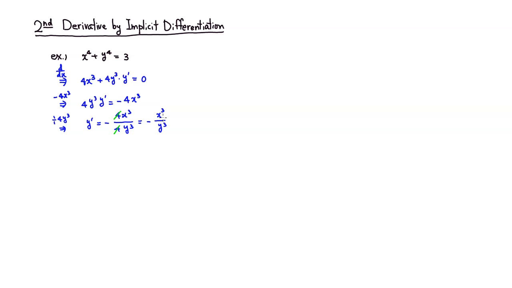Now we want to find y double prime, so we're going to have to take another derivative. So I'm going to go up here and take another derivative. So y double prime, which is what we're looking for, is equal to, I'm going to have to use the quotient rule. So the negative sign is sitting in front. By the quotient rule, square the denominator, so it's going to be y to the 6th power.